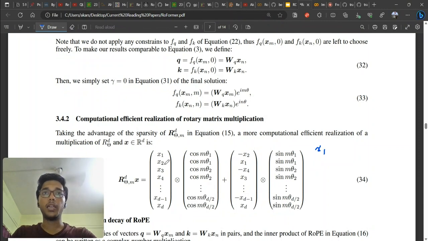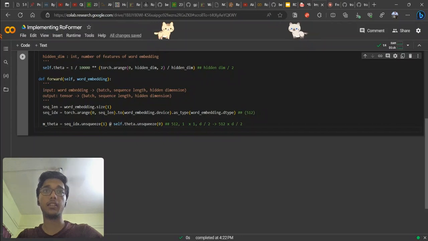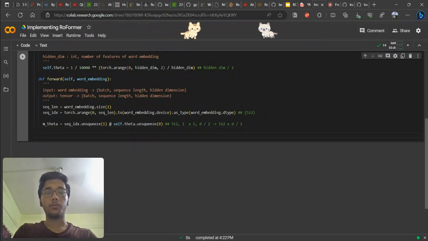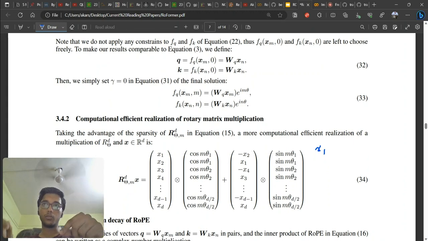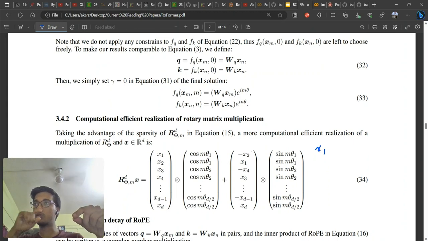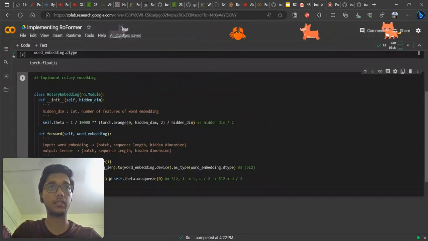And the last part would be x2, x4, x6, like that. So let's understand it in this way. If we group it together, one part would be x1, x3, x5, and so on, and the counterpart would be minus x2, minus x4, and so on, right? So minus x2 would be, if we see it by index, one, three, five. So let's say it like this.